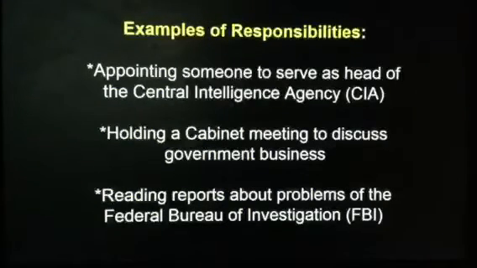Examples of responsibilities would be appointing someone to serve as head of the Central Intelligence Agency, the CIA, holding a cabinet meeting to discuss government business, reading reports about problems of the Federal Bureau of Investigation.